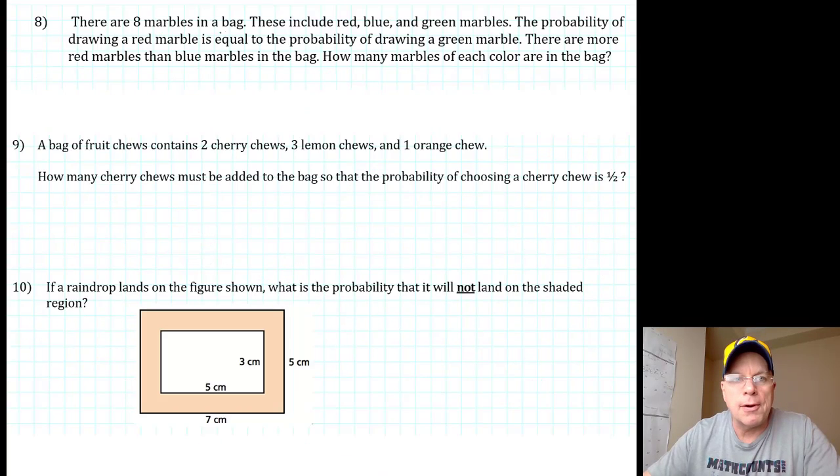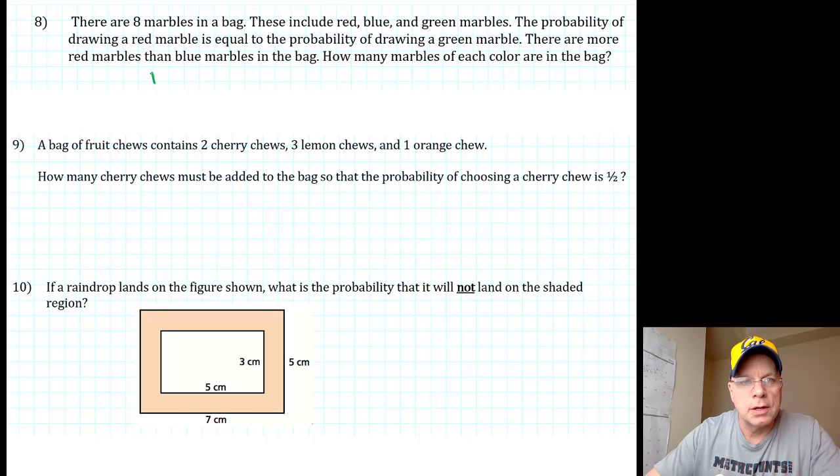Number 8. There are 8 marbles in a bag. These include red, blue, and green marbles.